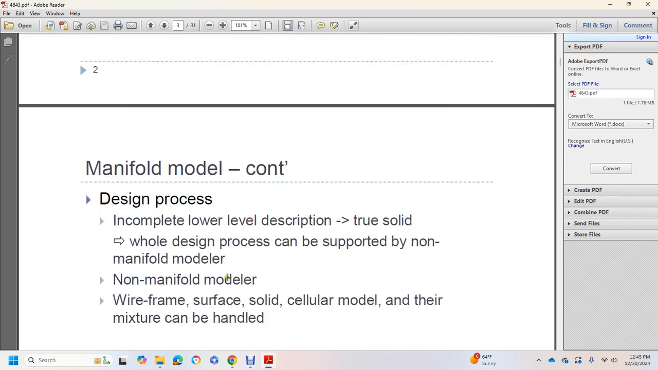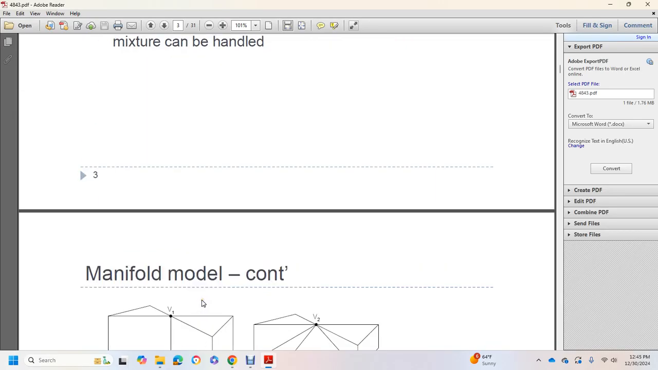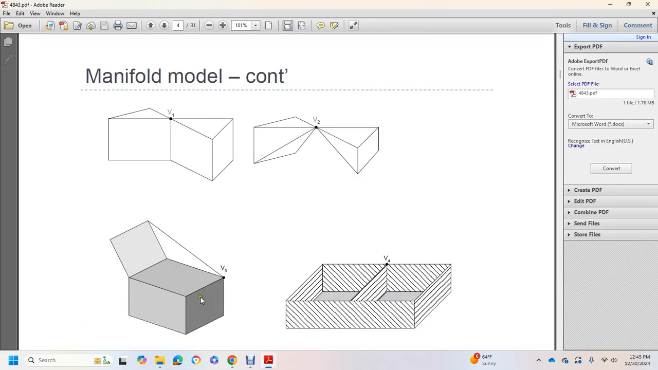Non-manifold model, continued. Design process: an incomplete, lower-level description results in a true solid, and the whole design process can be supported by the non-manifold modeler. In a non-manifold modeler, wireframe, surface, solid, cellular models, and their mixtures can be handled, as you can see.